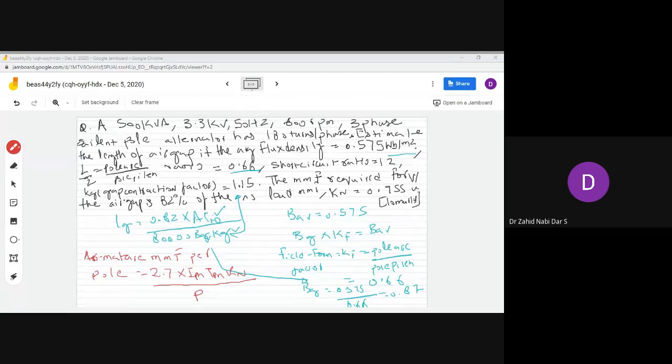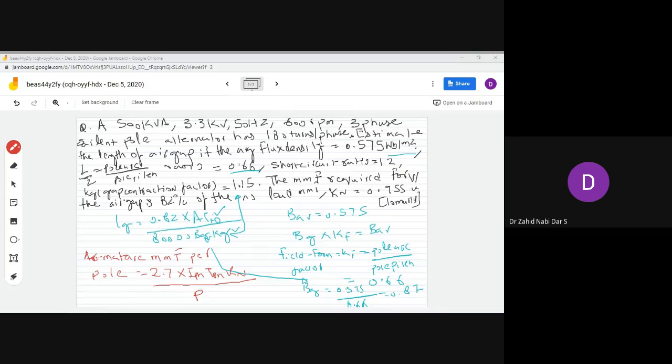Your synchronous speed is given, so your RPM is given over there. NS is given as 600 RPM. You can convert that into RPS, that is 600 by 60, which would be 10 RPS. So you have the formula: speed N is equal to 120 F by P. From there you can calculate the number of poles.